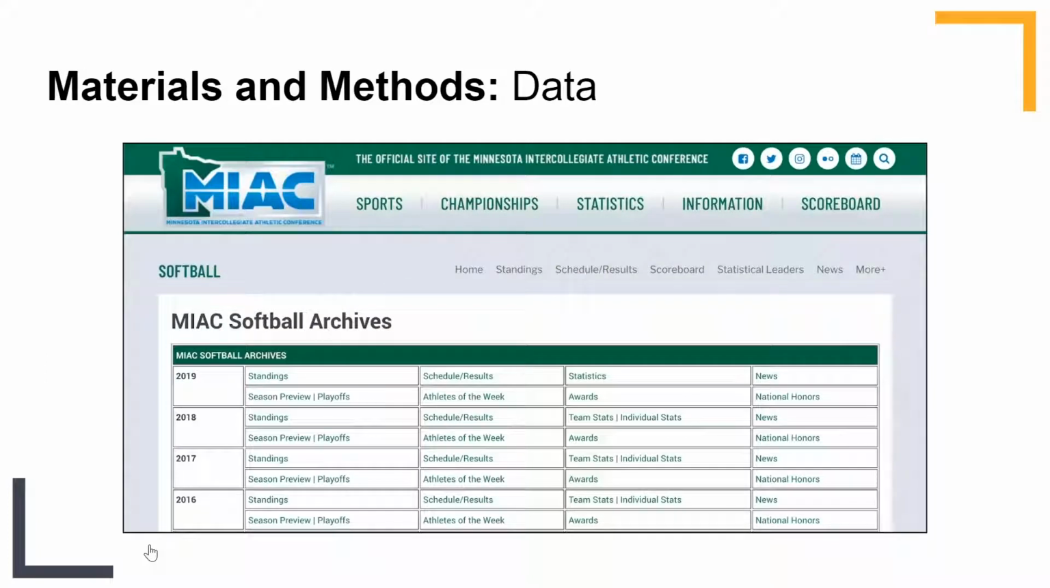In gathering our data, we obtained it from the MIAC softball archives online. So we scraped offensive, defensive, and pitching data from the web. At the time of the project, playoff data existed from the 2008 season through the 2018 season. So it's data from within this time frame that we incorporated into our study.